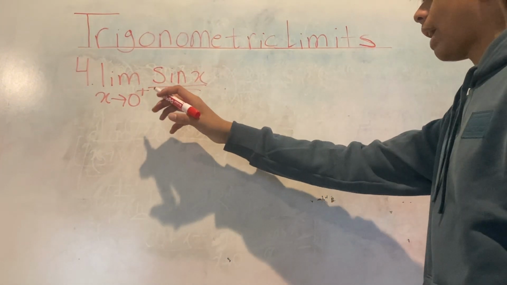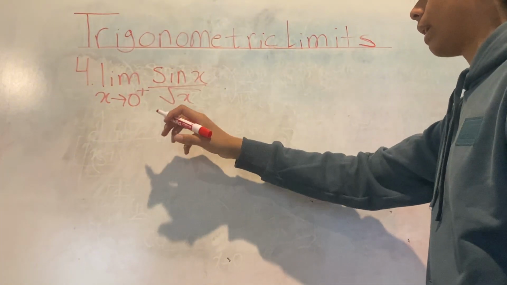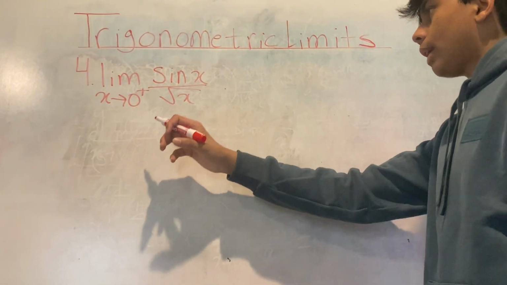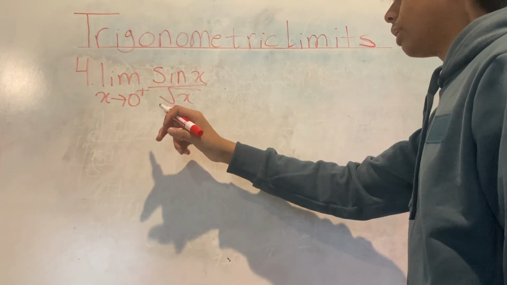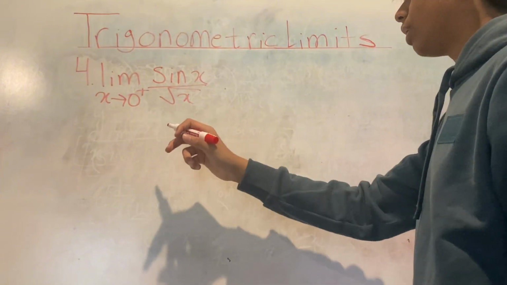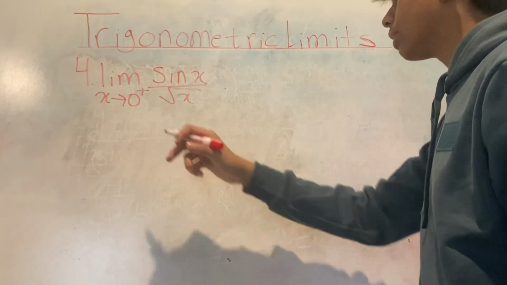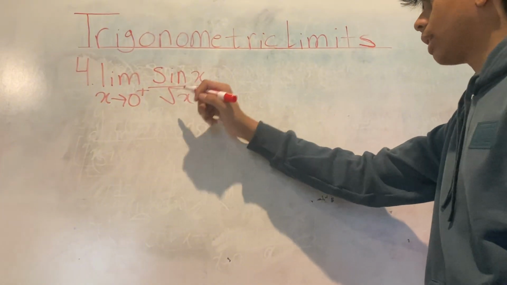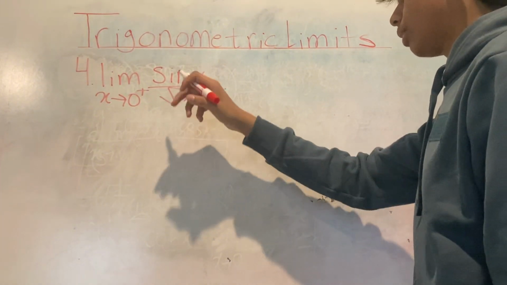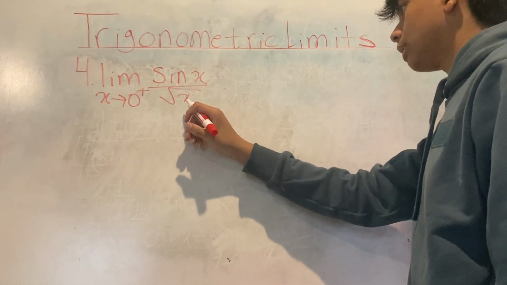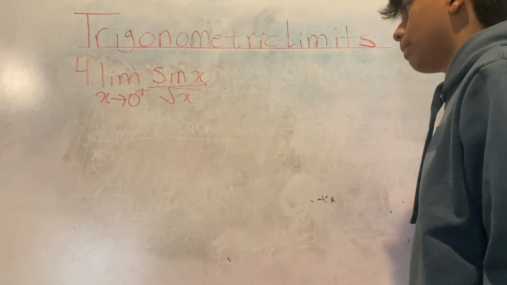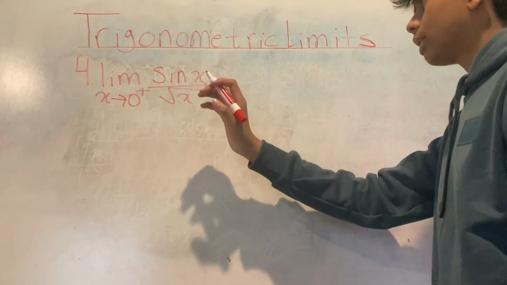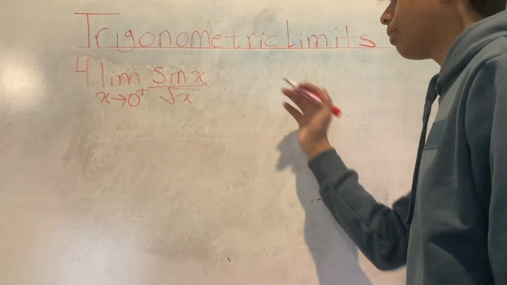Okay, question 4, we have the limit as x approaches 0 from the right of the function sine x over square root x. The reason they're asking for 0 from the right is that there's no value for this function when x is negative, because there's a square root, and x has to be positive. Anything negative that you square root is going to be an imaginary number. Like if this was negative 4, the answer would be 2i, but that's not a real number. It's imaginary. So that's why it's from the right.